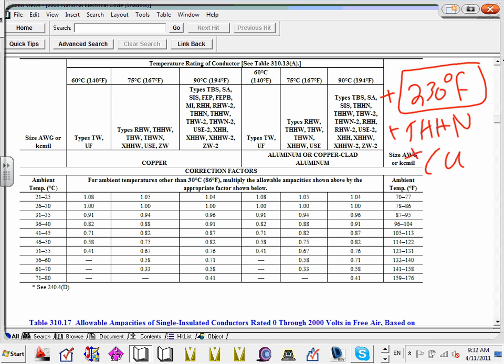Looking at THHN, it's right here. It's rated for 90 degrees. Am I derating? Yes, so I can go to the 90 directly. Why did I go to this 90, not to this 90? Because this is where the cover is. Here's my cover, here's my insulation, here's my 90. Then let's go to the temperature. This is Celsius. God forbid using Celsius. Let's use Fahrenheit. We have 230.